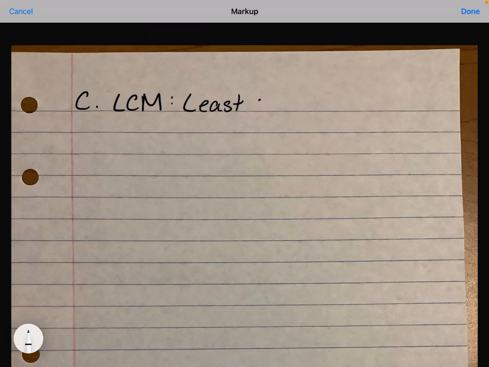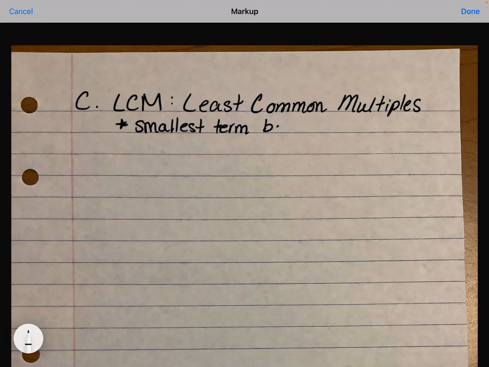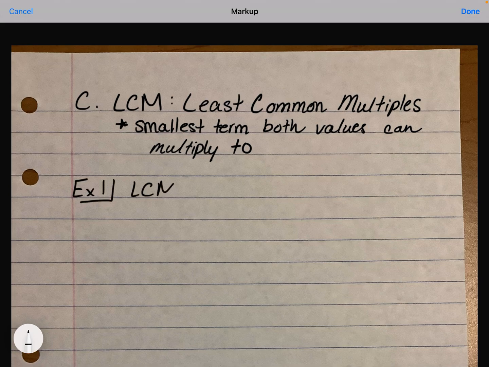All right, now let's talk about LCM, least common multiple. We saw how primes were used to help us find the greatest common factor. We're also going to do a similar method to find our least common multiple. The least common multiple is the smallest term both values can multiply to. So for example 1, we're going to find the least common multiple of 40 and 25.